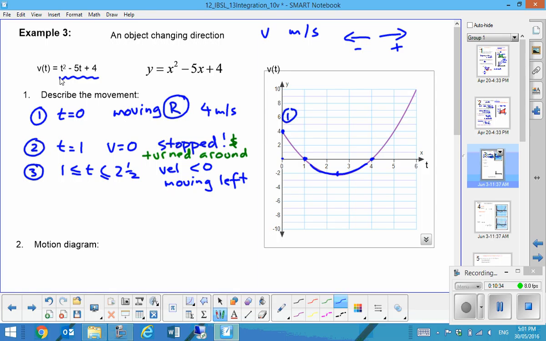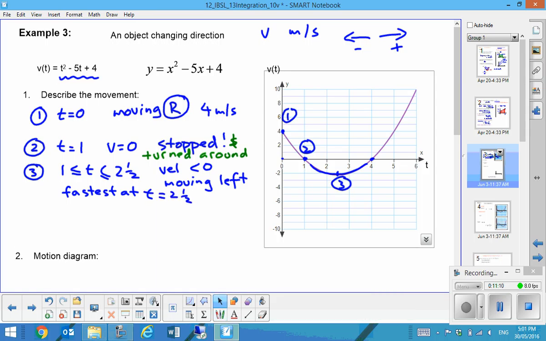What happens at 2.5? That's a maximum, or I'm sorry, a minimum velocity. So it's the smallest amount of velocity. In other words, it's got the maximum speed in the negative direction. So at t, this is 2, 3, in that region, it's going fastest at time equal to 2.5.